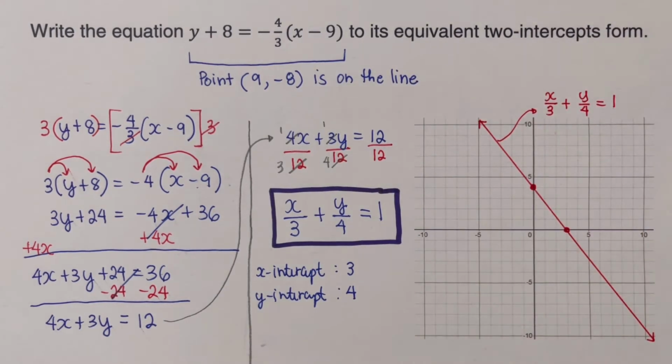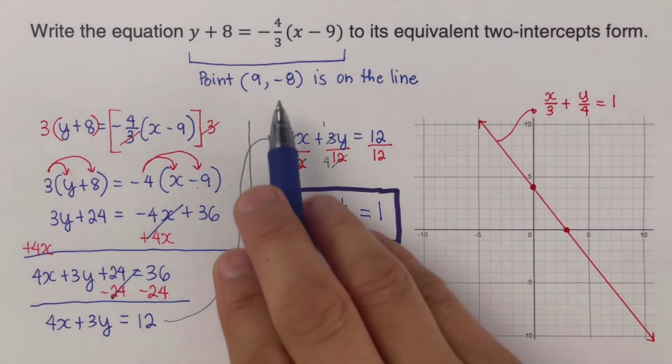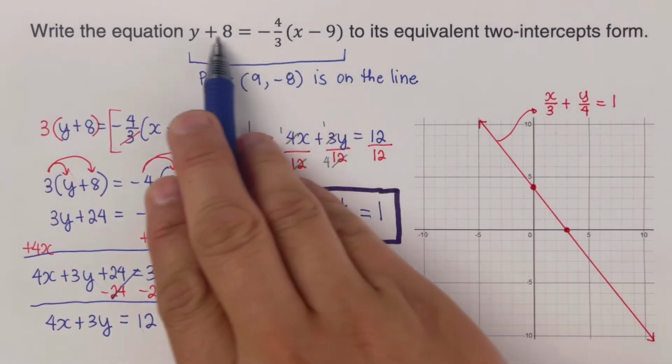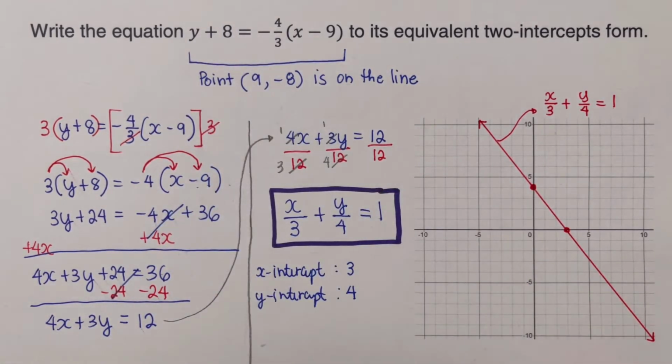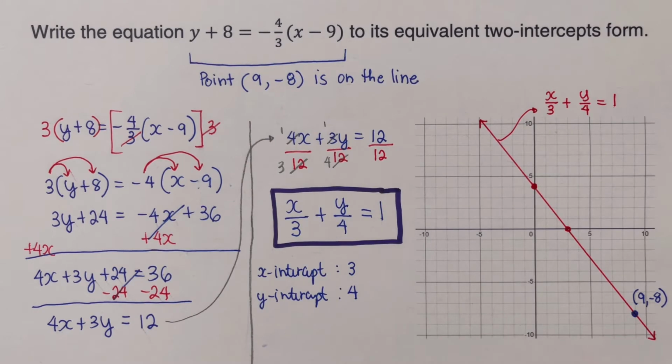It says in the problem that the point (9, -8) is on the line, because this is the equivalent of the point-slope form. So we go ahead and see if this (9, -8) is on the line. So that is positive 9 and negative 8. It's actually on the line. So again, this point that we have right here is (9, -8). So again, this is the equivalent slope-intercept form to this given point-slope form up there. Now let's move on to the next example.